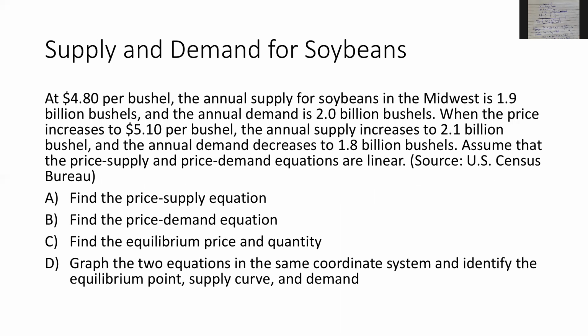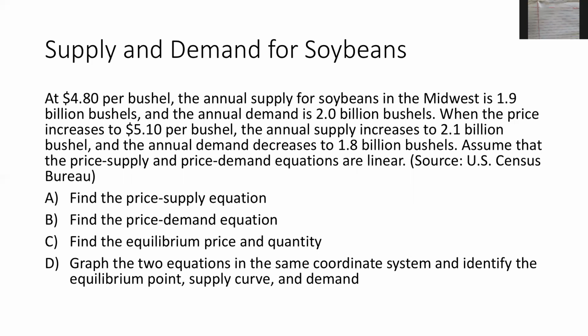All right. So the next one we have is supply and demand for soybeans. At $4.80 per bushel, the annual supply for soybeans in the Midwest is 1.9 billion bushels, and the annual demand is 2.0 billion bushels. When the price increases to $5.10 per bushel, the annual supply increases to 2.1 billion bushels, and the annual demand decreases to 1.8 billion bushels. Let's assume that the price supply and price demand equations are linear, okay? So first we got to find that price supply equation.